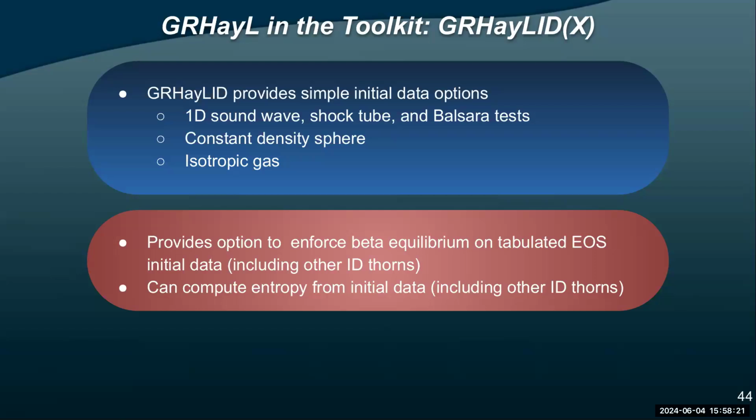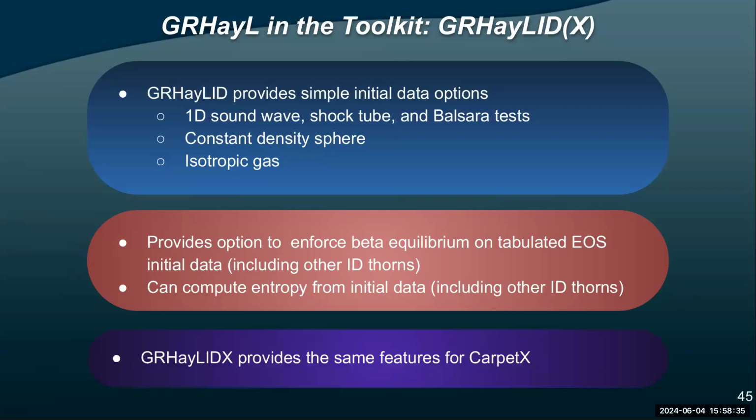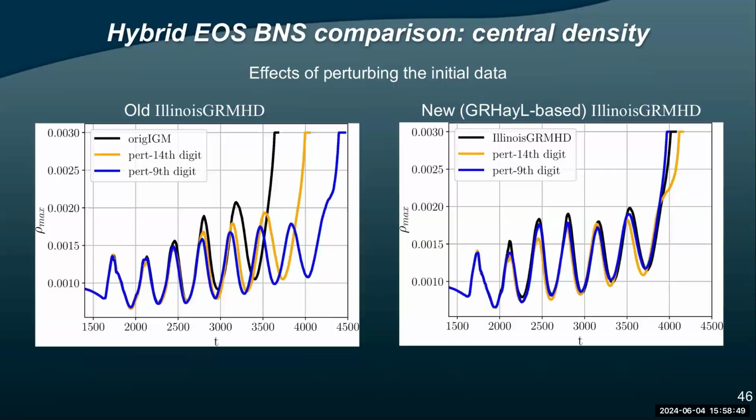Similarly, we can compute the entropy from the initial data. Again, this doesn't require using this thorn to set up the actual initial data. It just runs after the initial data bin. And of course, GRHayl IDX provides the exact same features, but for CarpetX. And again, it only runs on the host for now. Eventually, it'll run on the device, but for now it doesn't.